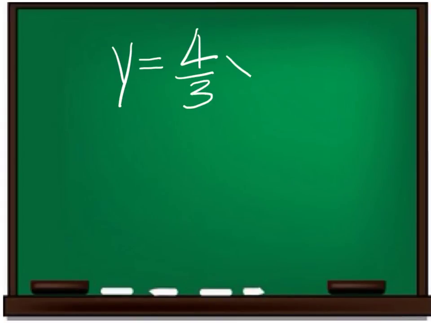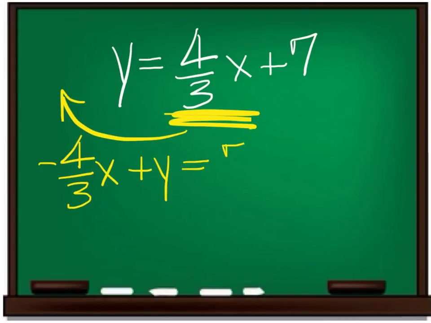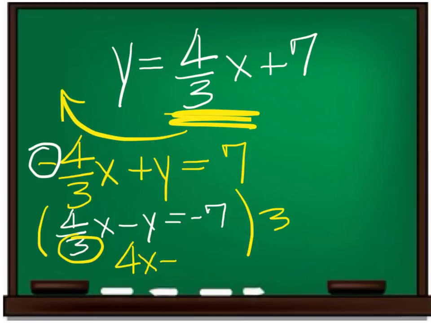On the practice problem, you have to move this to the left, and it becomes negative 4/3 x plus y equals 7. It's negative here, so you change the sign of everything. And then you have a fraction, so you have to multiply everything by 3, which is the denominator at the bottom. So you're left with 4x minus 3y equals a negative 21.